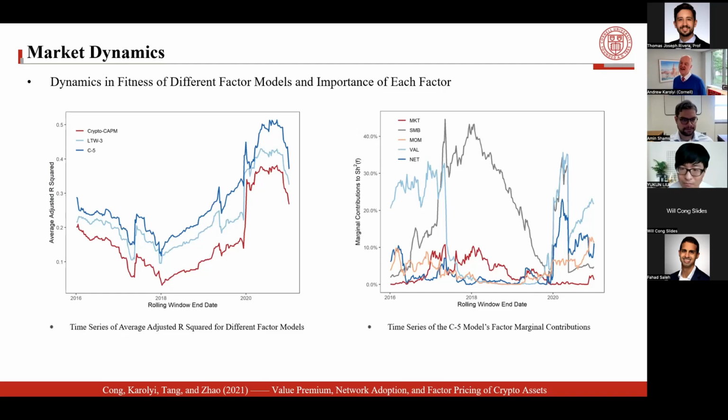And we're running this now first as a horse race among the 3 in terms of the average adjusted time series R-squareds across the 100 and some odd test assets, right? And we're rolling the window forward. Think about this as rolling in 2-year window, 2 years of running weekly returns, rolling it forward. And you can see that the C5 model clearly has a nice white space gap between the Crypto CAPM for sure and the LTW3 model in this space. And sometimes the gaps get a little wider, sometimes a little narrower.